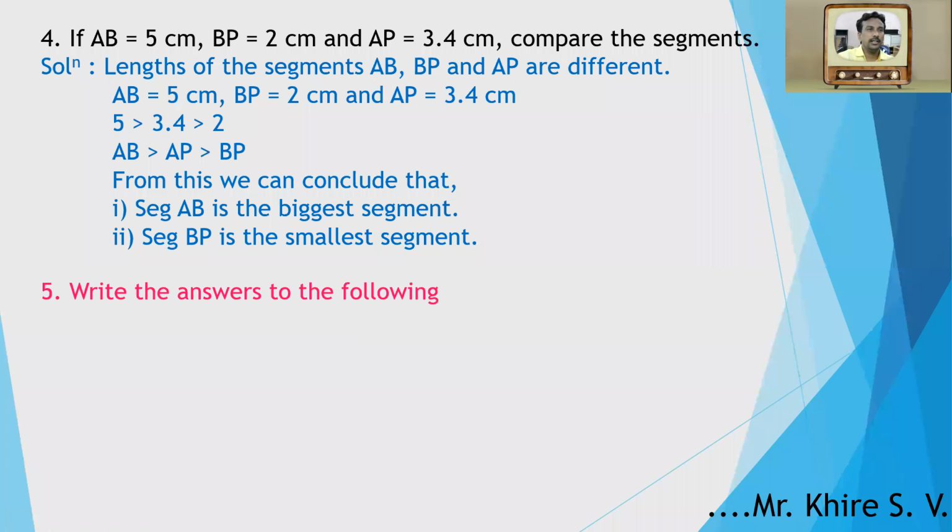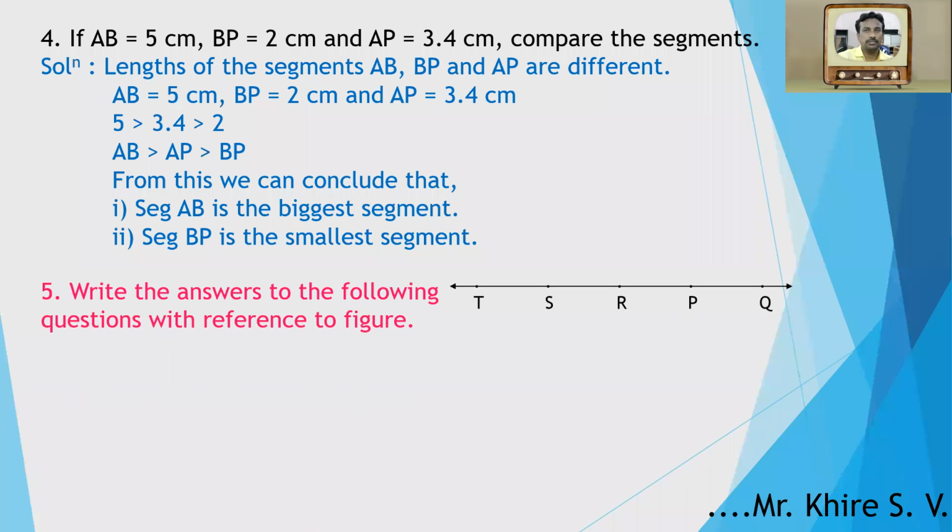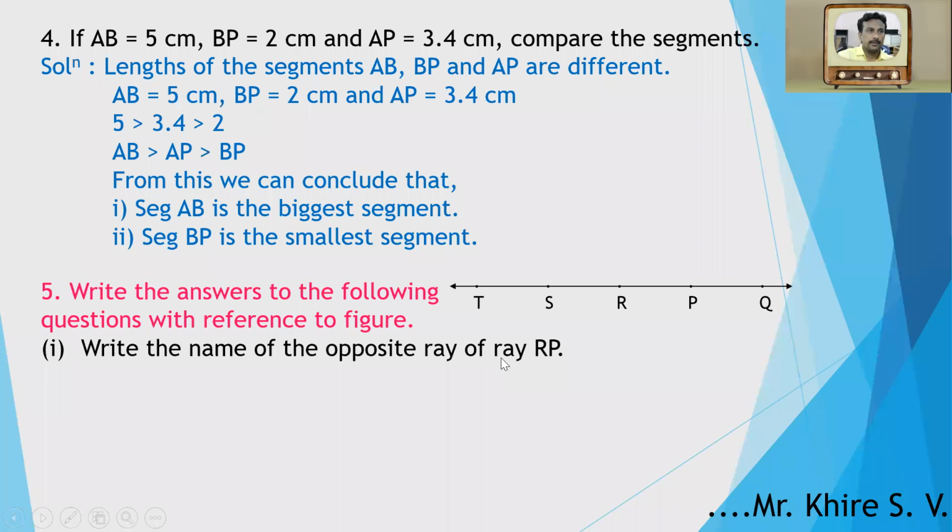Next question. Write the answers to the following questions with reference to the figure. A figure is given, there is a line, and on this line there are some points given: T, S, R, P and Q. Now the first question is, write the name of the opposite ray of ray RP. It is ray RS or ray RT.